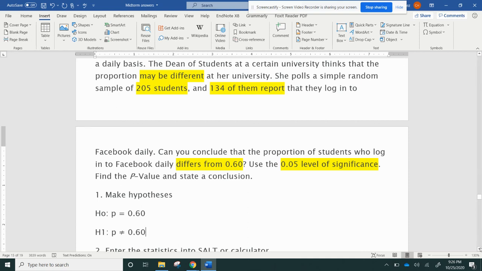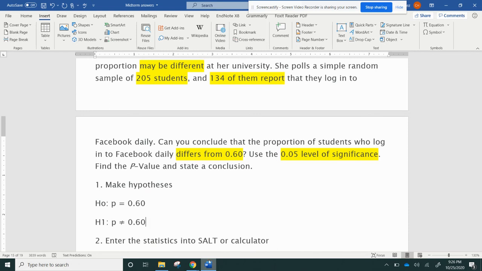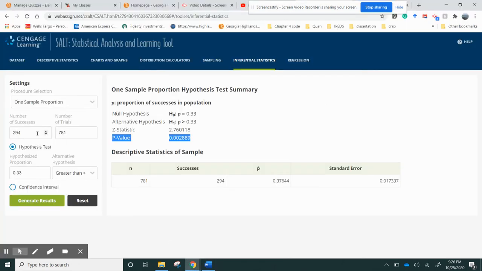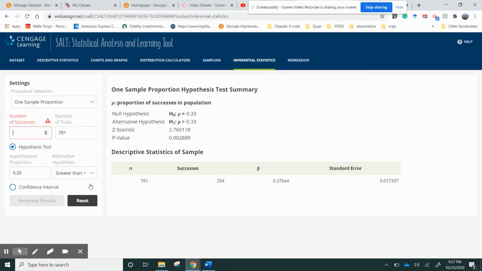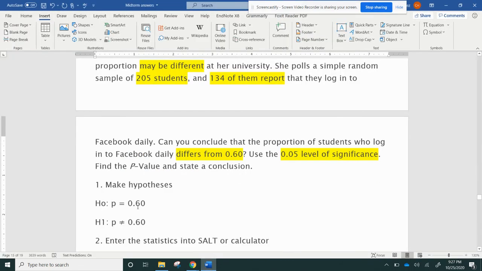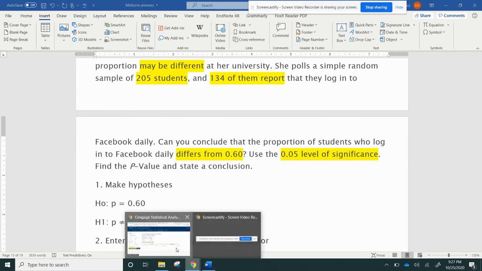So I need to go to SALT and enter my stuff. She said, how many did she say? So 134 out of the 205, and she said it was 60%, and she said it was not equal to. So then I hit generate results, and if you look at my null and my alternative, they're exactly the same as what I had here.